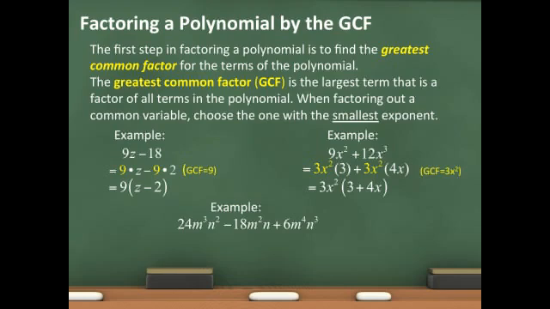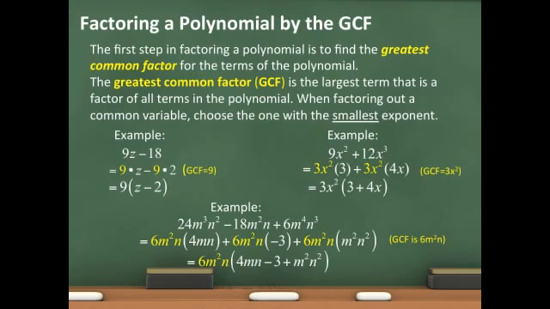In the last example, we have 24m to the third power n squared minus 18m squared n plus 6m to the fourth power n to the third power. Again, we rewrite the problem and notice that the GCF in this case is 6m squared n. In this example, we had two variables, m and n, in each term. So for each variable, we choose the one with the smallest exponent and include it in the GCF. After factoring out the GCF from each term, we obtain as the final answer 6m squared n times the polynomial 4mn minus 3 plus m squared n squared.